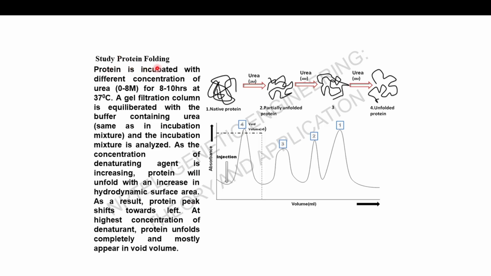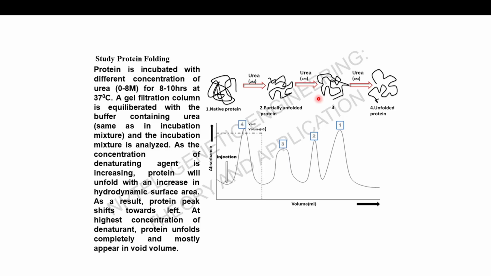Next, we can also study protein folding. In the presence of a denaturing agent like urea, if we keep on increasing the concentration of urea, a well folded, properly folded protein structure will slowly start unfolding. Okay, so if a protein structure is properly folded, the hydrodynamic radius or hydrodynamic surface of the completely folded native protein will be comparatively less as compared to that of a partially unfolded or a completely unfolded molecule, right?